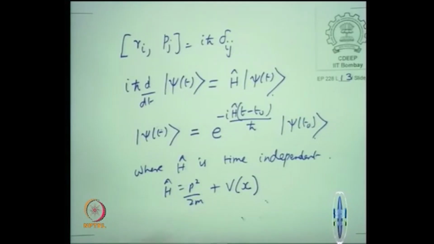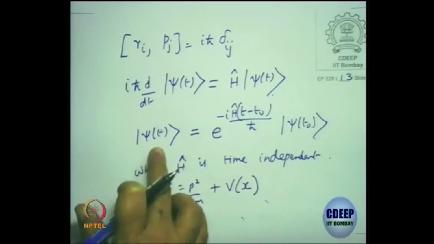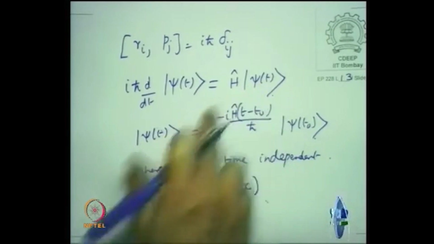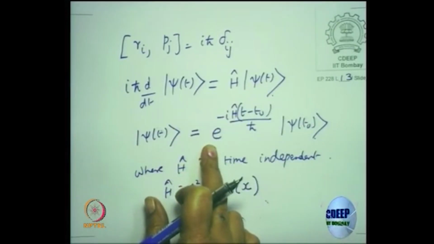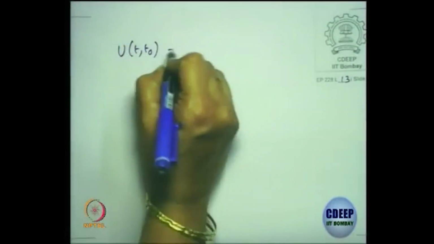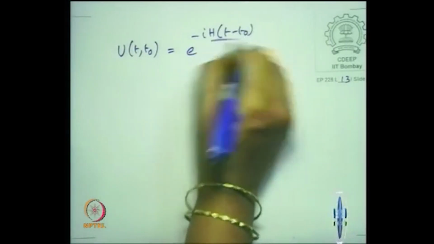So these are only position dependent potentials I have taken, but you can take potentials which are functions of x and p. Even there, the time evolution of a state, the state at t is related to t naught by this operator, which is called the time evolution operator. So the time evolution operator U of t comma t naught is e to the minus iH (t minus t naught) over h cross.